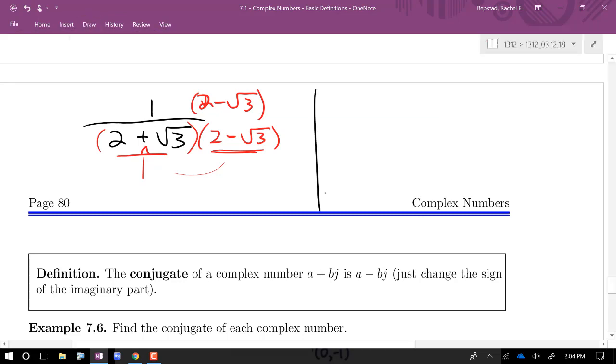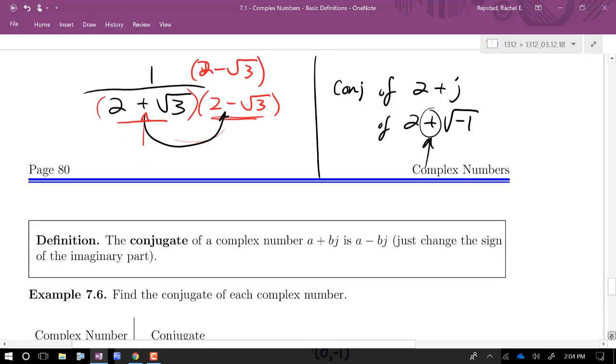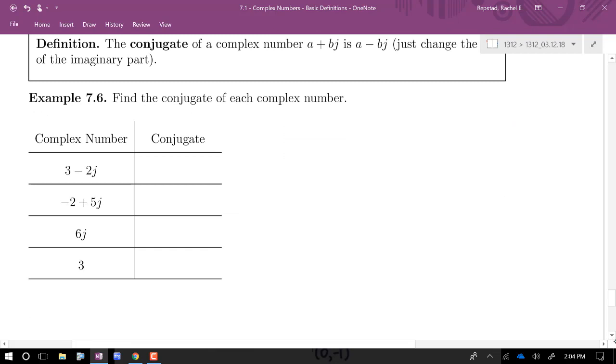And which should make sense, right? Like the conjugate of 2 plus j or something, right? This is the conjugate of 2 plus the square root of -1. Of course, it should mean that we're changing that. The j is where the radical is, right? So we're doing the same thing that we did to get that value that we were using to rationalize. So to get the complex conjugate, just change the sign of the imaginary part.